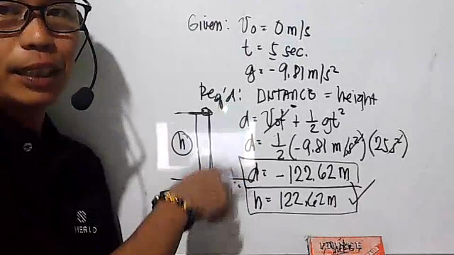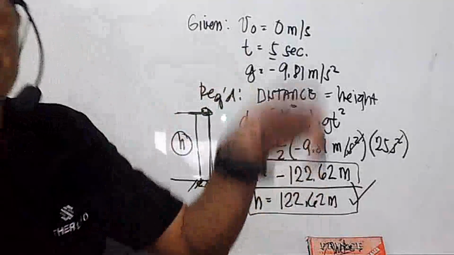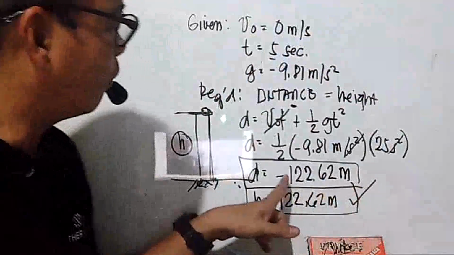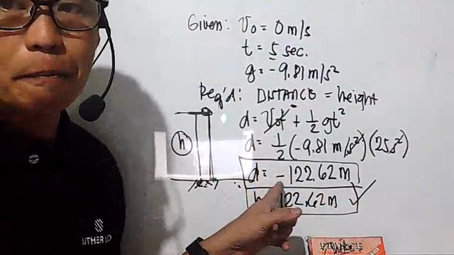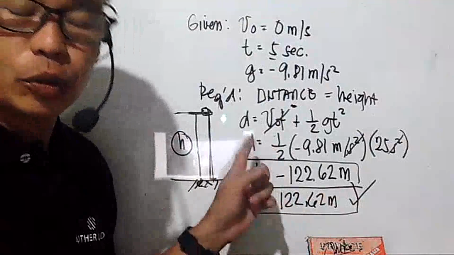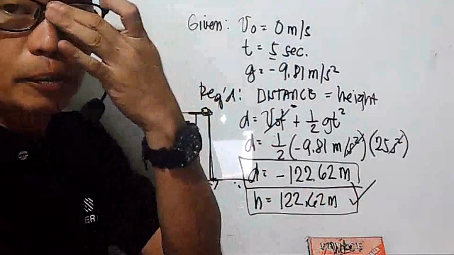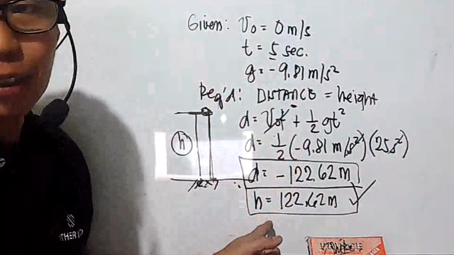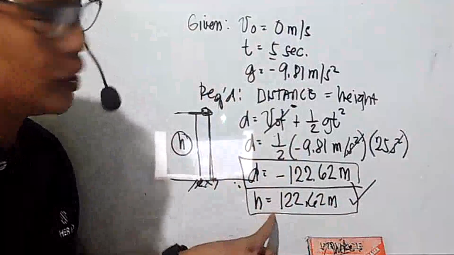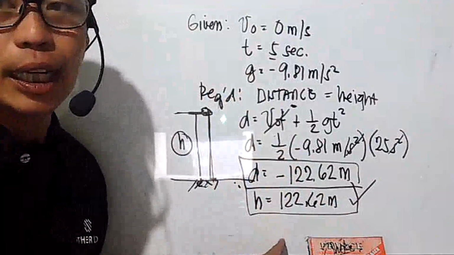So we solve for displacement kasi pababa siya. So ang displacement mo is pababa siya, so negative ang displacement. But it's not the answer. Okay? You solve for displacement. Ang tanong sa problem, what is the height of the building? So ang hinahanap mo should be yung distance o yung height. So your answer should be converted to positive kasi wala namang height na negative.